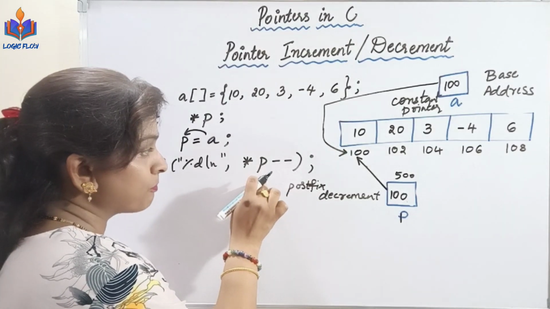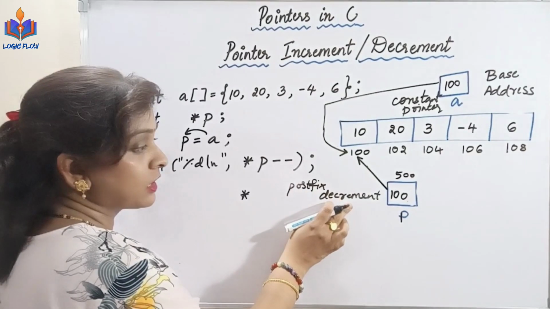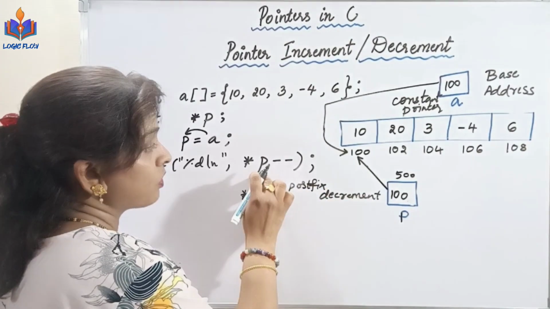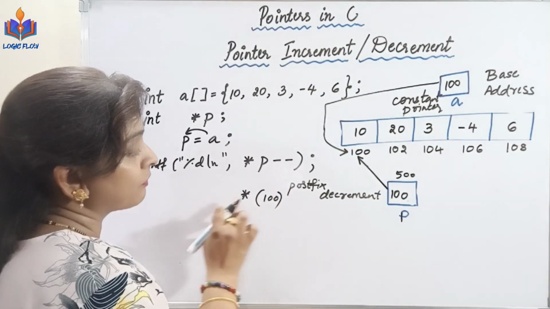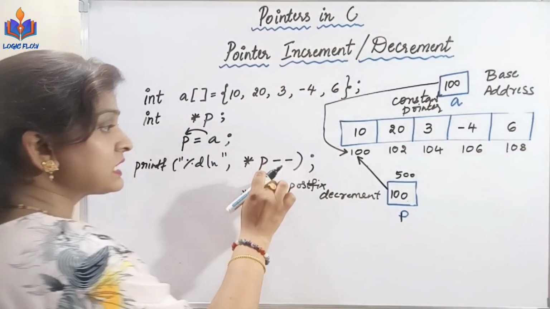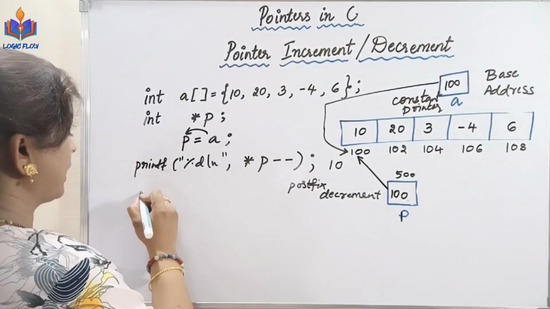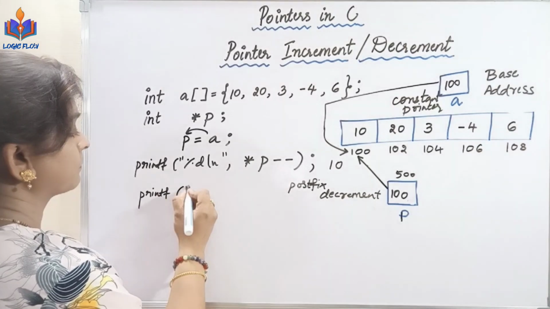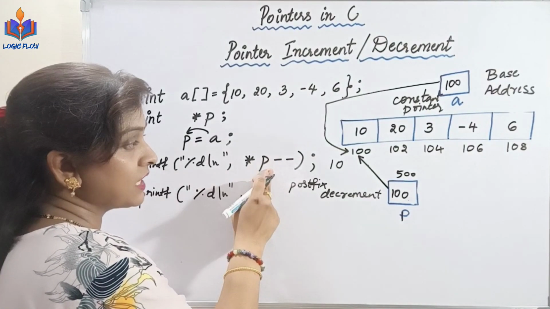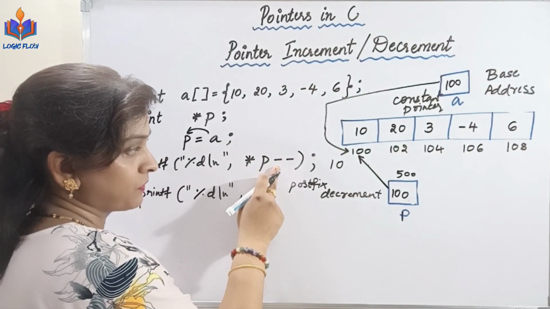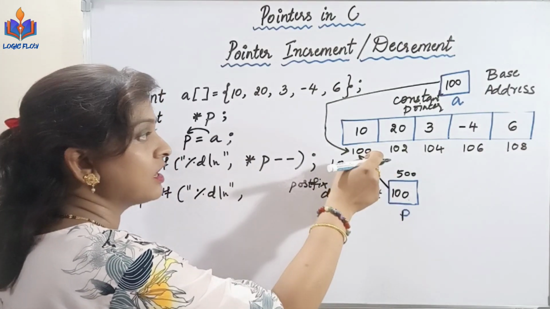Now, what is the value of P? As it is postfix decrement, decrementation will be done afterwards. What is the value in P? It is 100. So it means asterisk 100, the value at the location 100. So for this line, my answer will be 10. Later I'll say printf %d new line. It's a postfix decrement. It says do the decrementation afterwards, but you fetch the value from this location. P is holding 100, fetch the value from that 100, means it is 10.